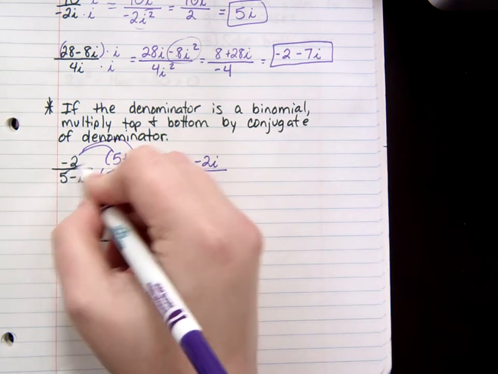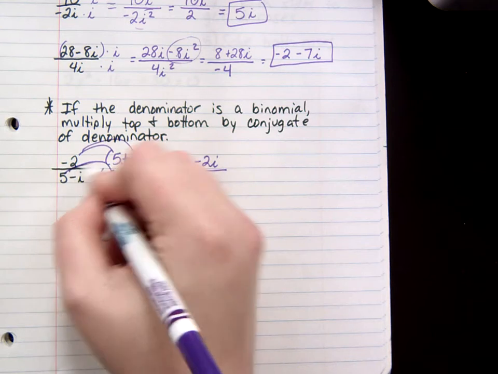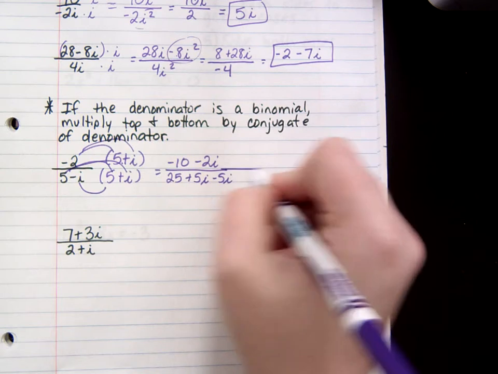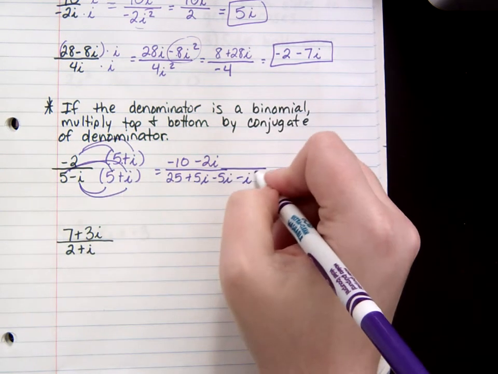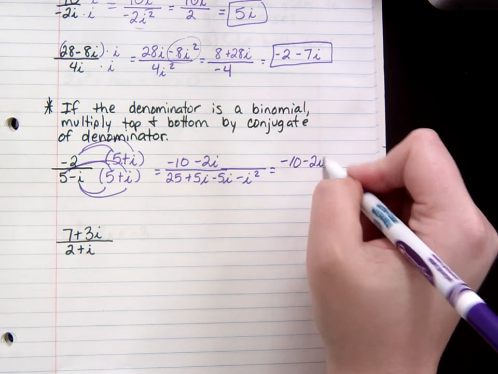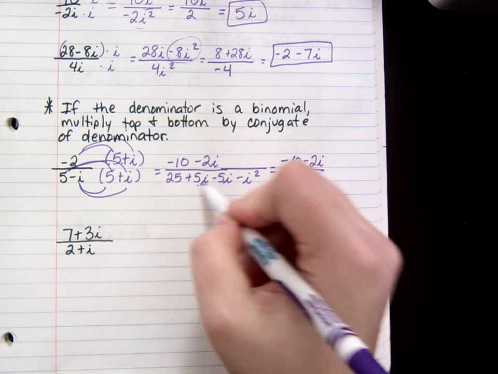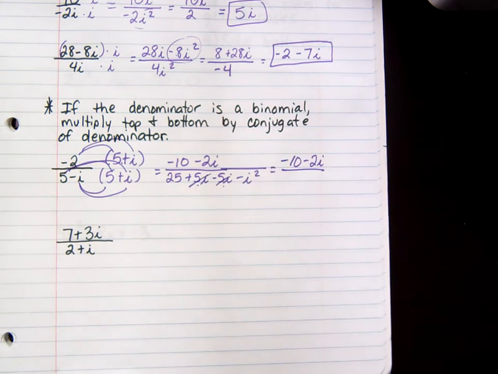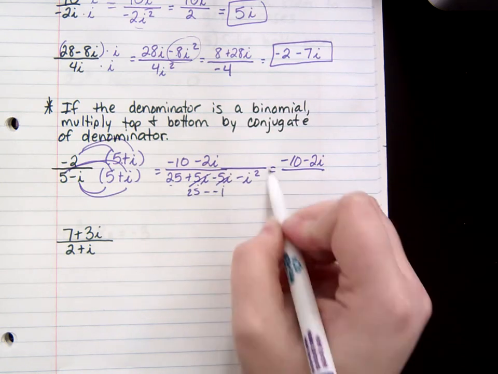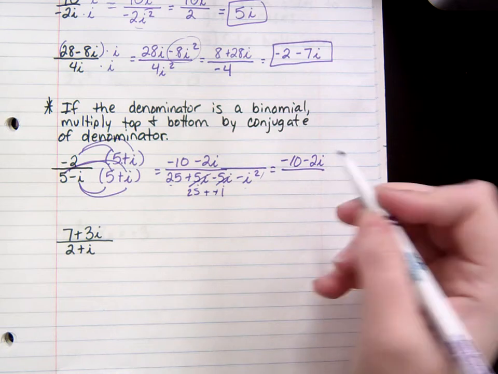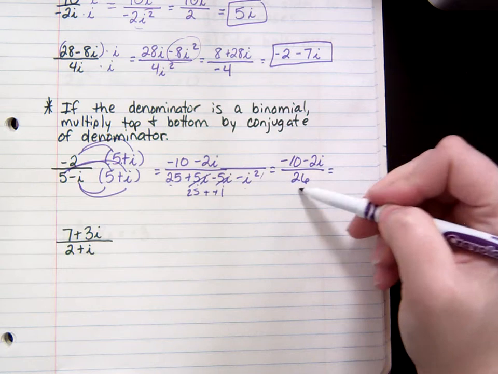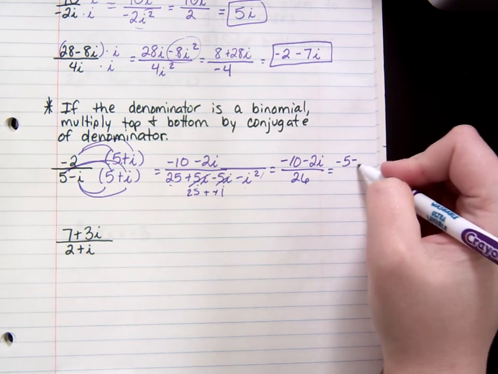On the bottom, I'm going to FOIL. First, outside, inside, and last. And then you simplify. The top can't be simplified, so I'm just going to rewrite it. On the bottom, 5i and negative 5i add to 0, so they cancel out. So what I have on the bottom is now 25 minus negative 1, because i squared is negative 1, which means I'm really just adding 1 to get 26. Last step, everything is divisible by 2, so I divide everything by 2.